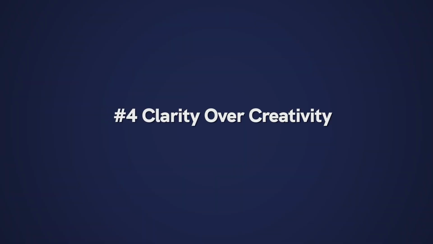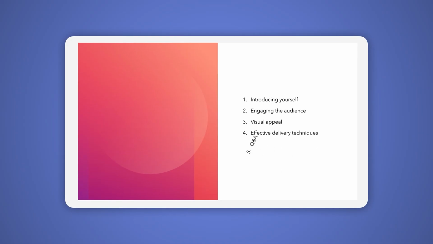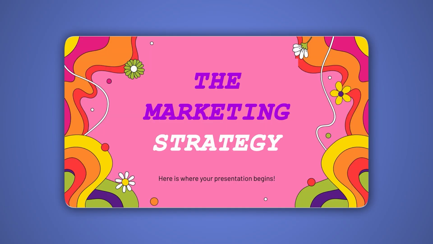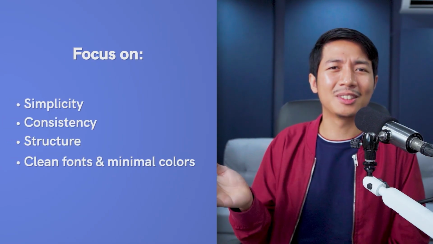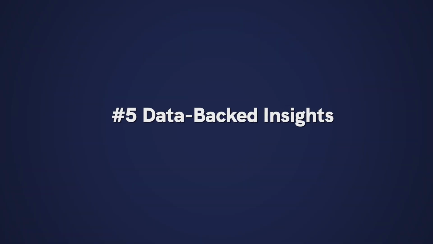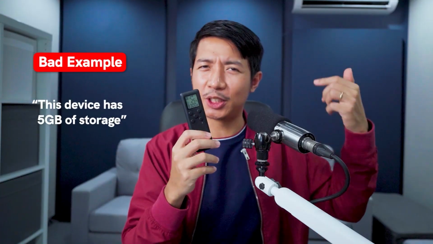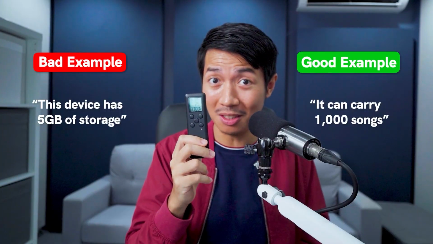Here's another big one, clarity over creativity. McKinsey decks aren't about flashy animations or crazy designs. You're not trying to create a viral video here. They're about simplicity, consistency, and structure. Stick to clean fonts and minimal colors. Everything should be functional. And of course, data-backed insights. So instead of saying this device has 5 GB of storage, say it can carry 1,000 songs. Don't just throw numbers on a chart, clarify the practical implications. Every chart should highlight the insight behind the data.